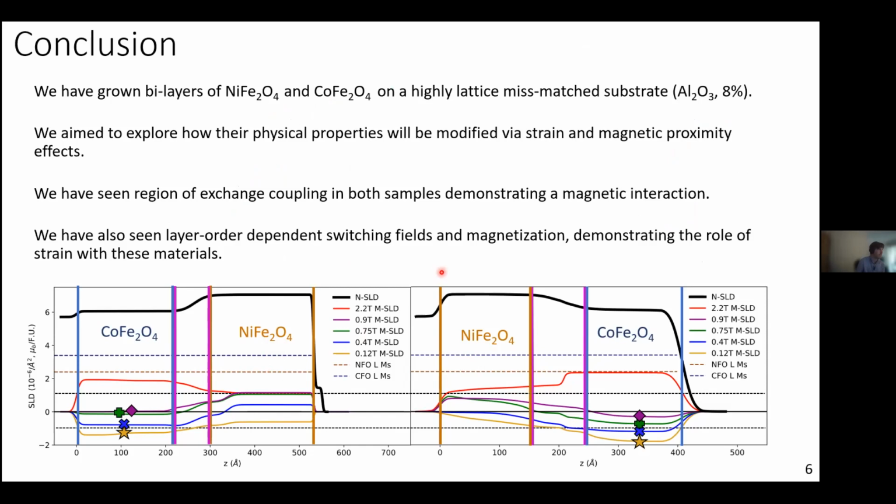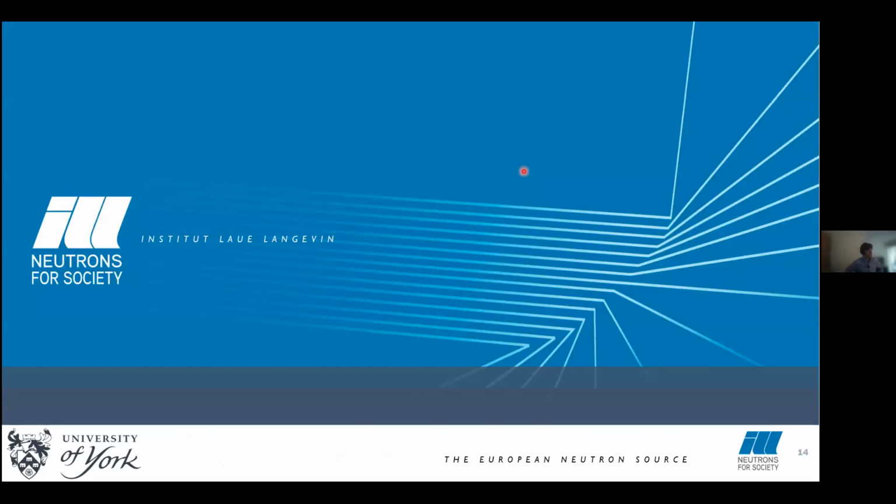So in conclusion, we said that we wanted to grow bilayers of NFO and CFO on a highly lattice mismatched substrate. We wanted to see if their physical properties would be modified via things such as strain and magnetic proximity effects. We've seen in both of these samples magnetic interaction, a region of exchange coupling. And we've also seen layer order dependent switching fields and magnetization, demonstrating that strain plays a role in the behavior of these materials. Okay, so that's my talk. Thank you very much for listening. Please let me know if you have any questions.